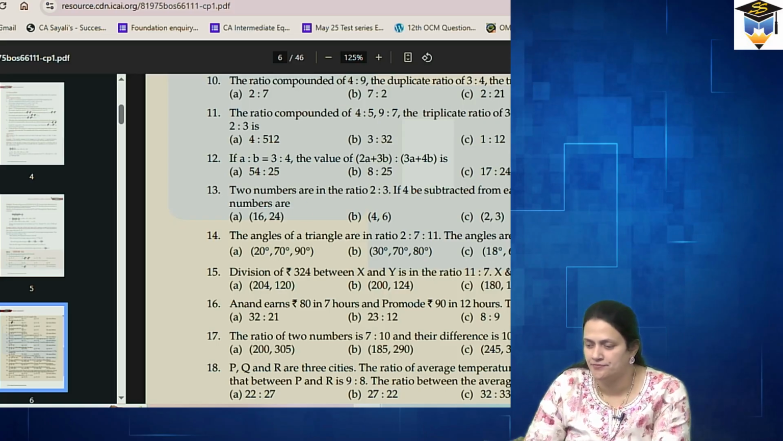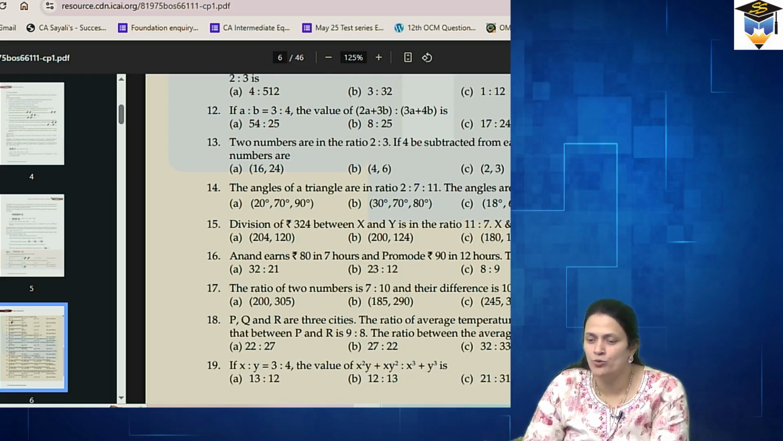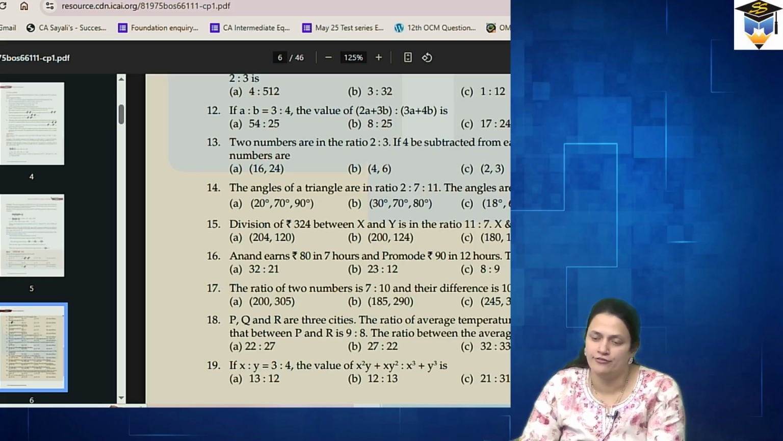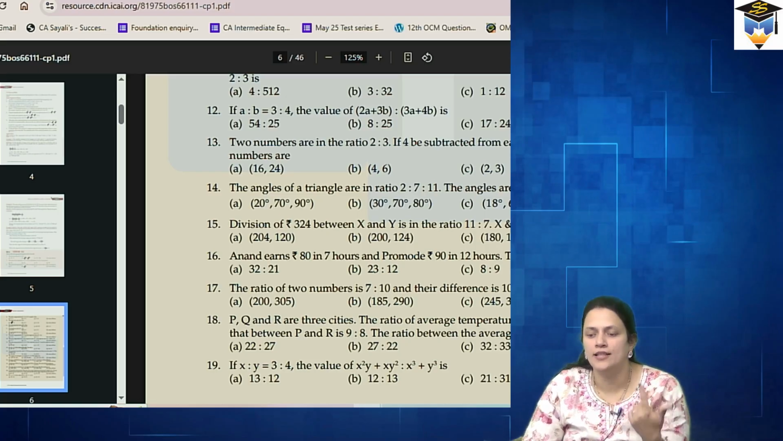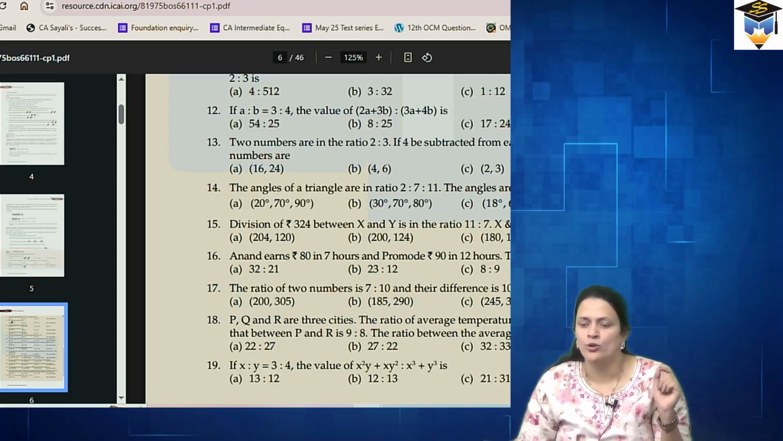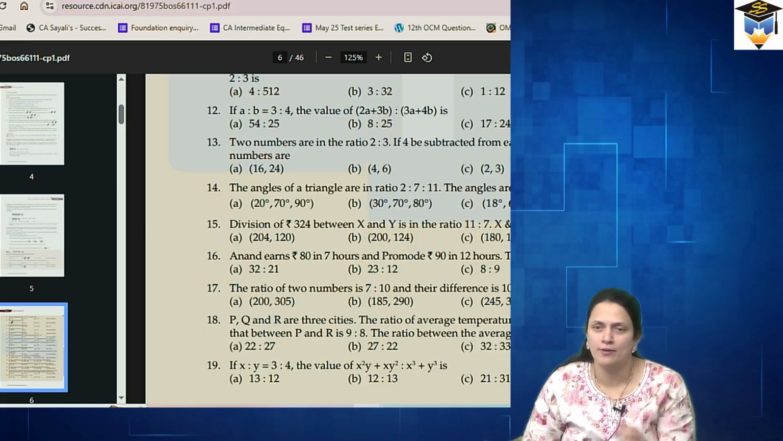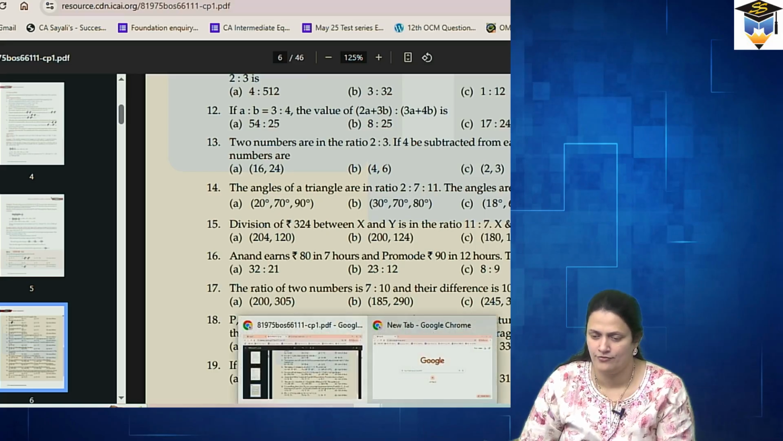13th one: two numbers are in the ratio 2/3. If 4 is subtracted from each, then they are in the ratio 3:5. So 2x and 3x are the two numbers. 4 is subtracted from each, so 2x minus 4 upon 3x minus 4 is equal to 3/5. You just need to form it. Yes, you can substitute.